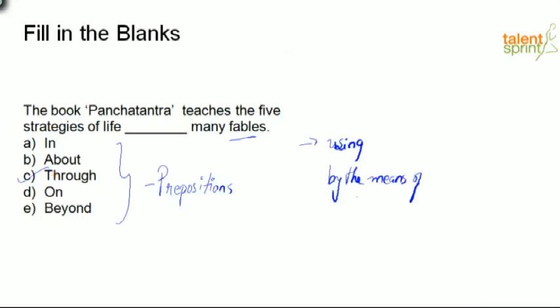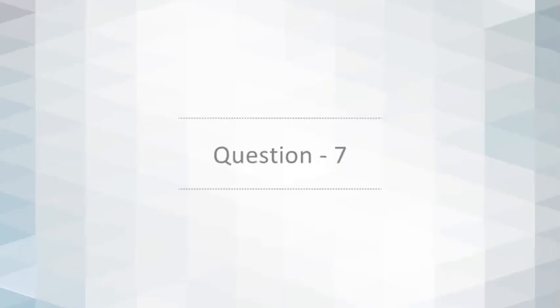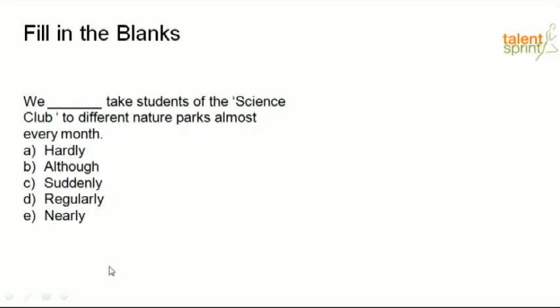Let's look at another one. We take students of the science club to different nature parks almost every month. So your options are hardly, although, suddenly, regularly, nearly. So which do you think is the answer? Let me give you a clue in the context, right? Remember I said the other strategy is highlighting keywords or clue words in the context. So one of the highlighting keywords or key phrases in this context is almost every month.